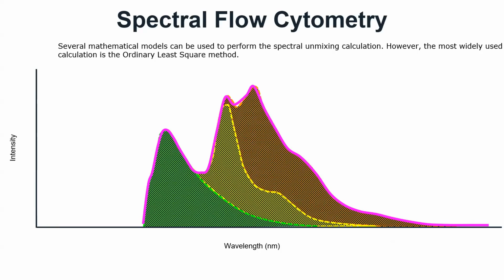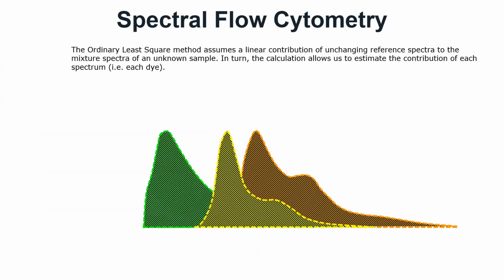There are several mathematical models that can be used to perform the spectral unmixing calculation. We use the ordinary least squares method. I think that's similar to what Cytek uses. I know Sony uses the weighted least squares method. Beckman Coulter just came out with theirs, and I think they're just using the least squares method. So everyone is using their own for whatever reason.